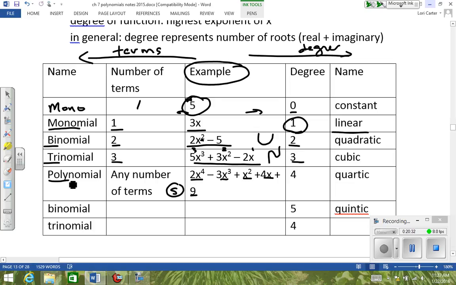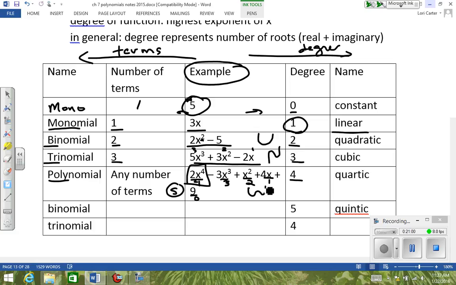Okay, what's his degree? What's the degree of this guy? 4, 3, 2, 1, 0. So what's his highest degree? 4. What does that mean? How do we graph those things? That thing looks like a W. You're not graphing those. So we're gonna graph parabolas.